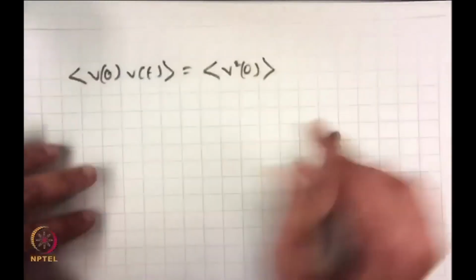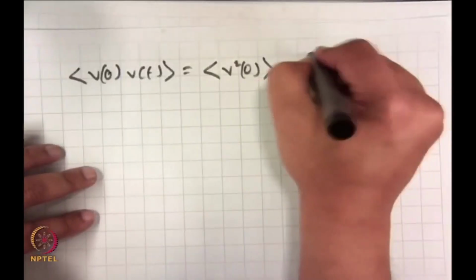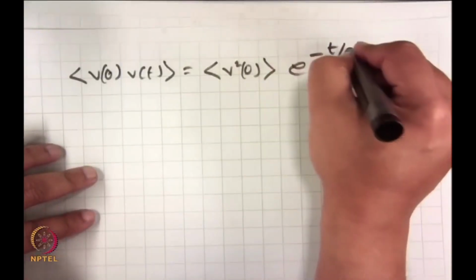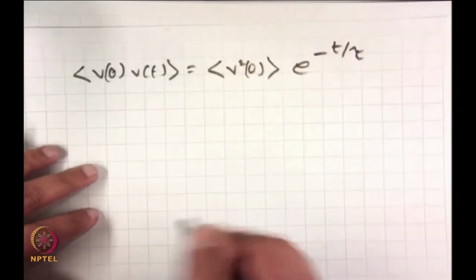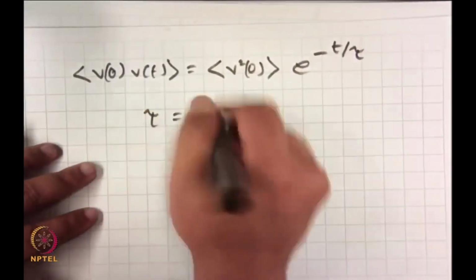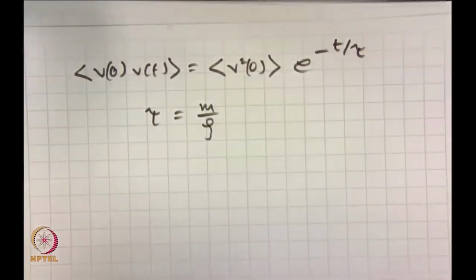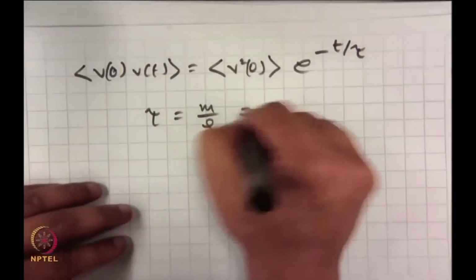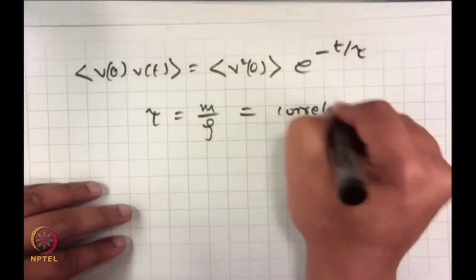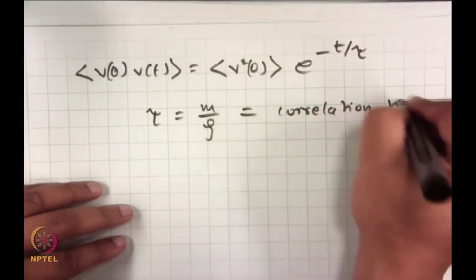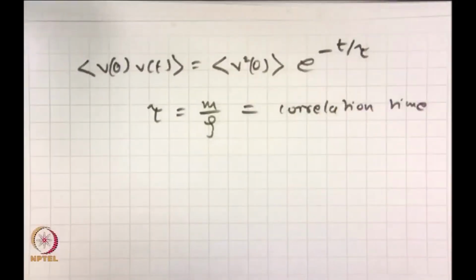v squared e to the power minus t by tau, where tau is equal to m by xi, and this is your correlation time. Okay.